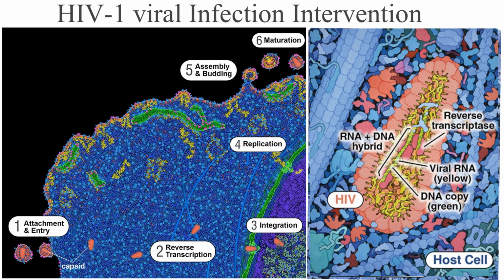Now let's move to the second stage. It's shown here as reverse transcription. So HIV releases its genetic information in the form of RNA into a host cell, and the RNA contains the information for every protein needed to make more viruses. A viral protein called reverse transcriptase copies the RNA into DNA.